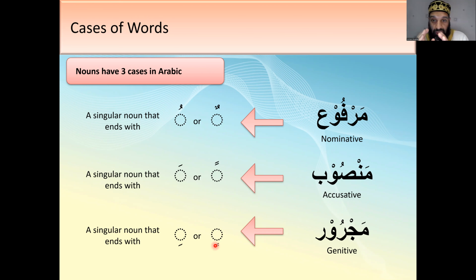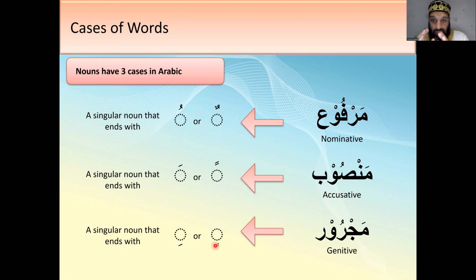One is called sound masculine plural. The other one is called sound feminine plural. And the third one is called broken plural. So the sound masculine, why is it masculine? Because the word is masculine. The singular word is masculine. Here it's sound feminine because the original singular word is feminine. Okay.